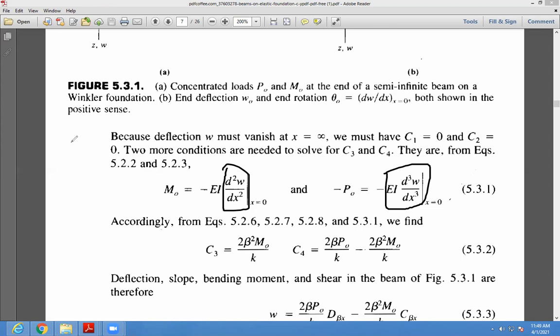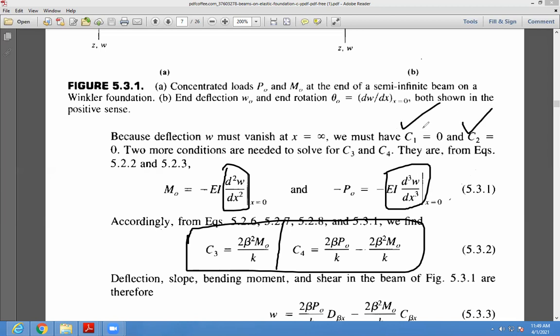So by using the equations, we have to find out the value of C3 and C4. So C3 we get 2 beta square m naught by k, and C4 is equal to 2 beta p naught by k minus 2 beta square m naught by k, right? So k is a constant. So we get the value of C3 and C4, and C1 and C2 is equal to 0, right?